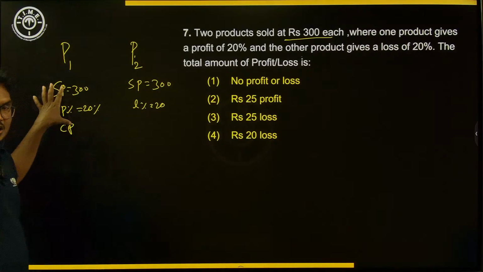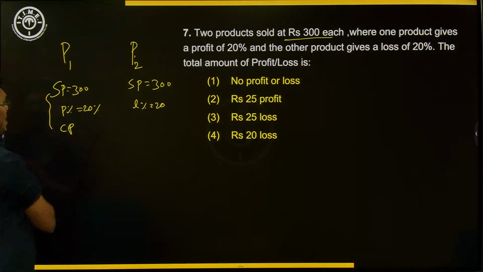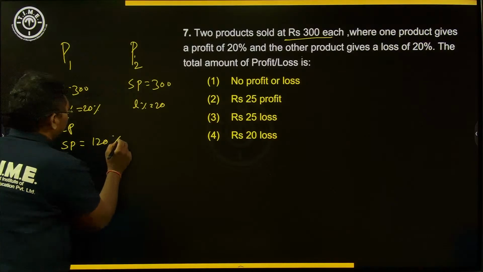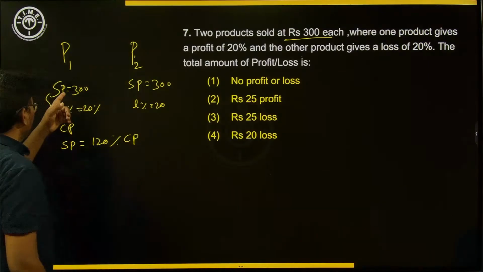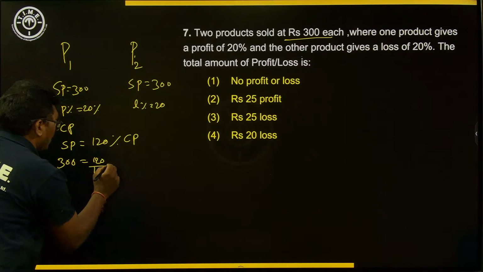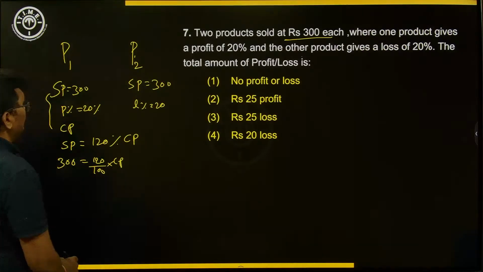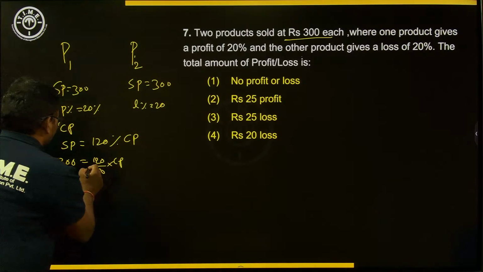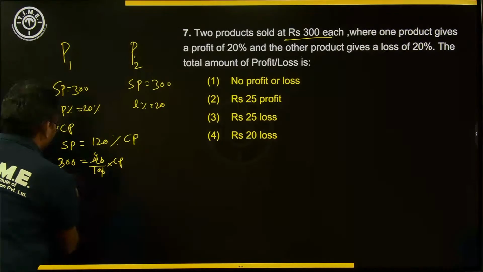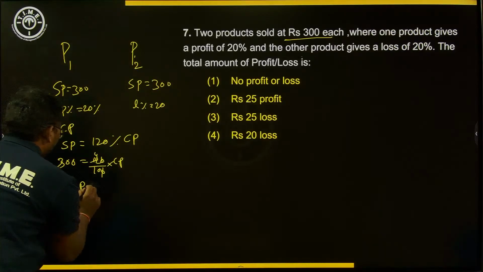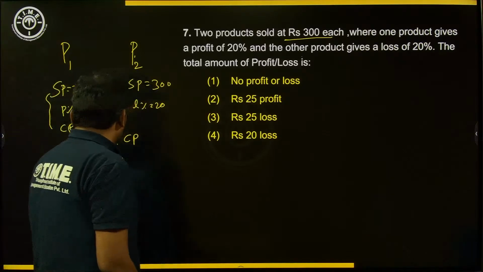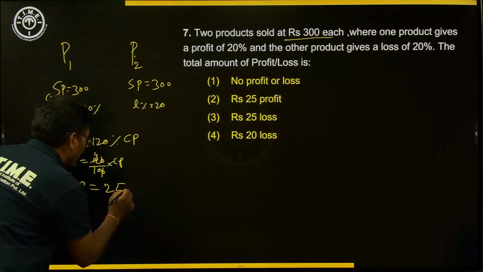So what is the relation among these three? When there is a profit of 20%, SP is equal to 120% of CP. So SP is how much? 300, and 120% means into CP, right? Next, so 0 0 get cancelled, 3 4 times. So this is CP is equal to 1000 by 4. 1000 by 2 is 500 and by 2 one more time is 250, right?